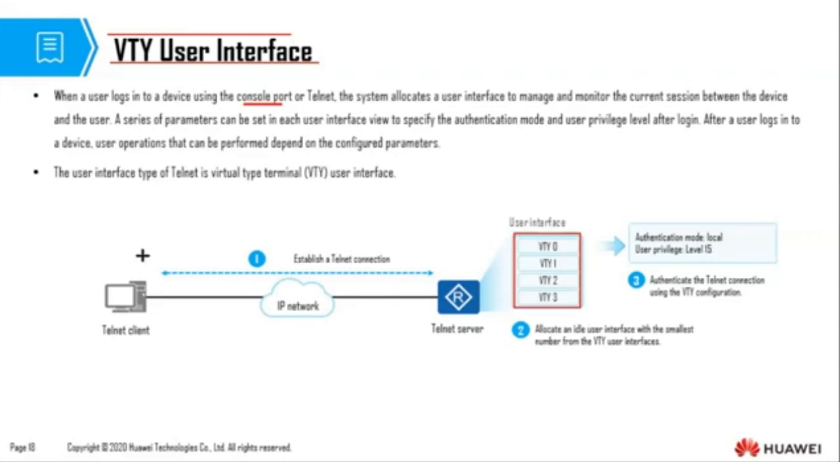So normally the process is like this. When the client sends the request, they establish what you call a Telnet connection. Then your Telnet server will allocate an idle user interface with the smallest number from the VTY user interfaces. Then after that, it authenticates the Telnet connection using the VTY configuration. So the last bit now is authentication. So please remember the virtual type terminal, VTY, user interface, is used as the user interface for Telnetting.